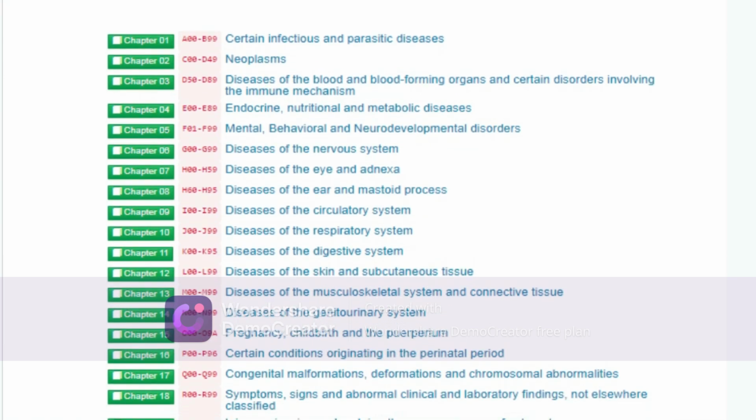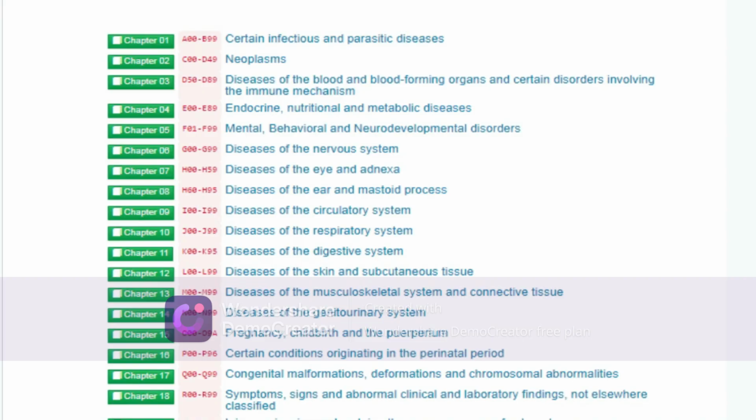Chapter 1 is certain infectious and parasitic diseases. Chapter 2 is neoplasms, with codes starting from C00 to D49. Chapter 3 is called diseases of the blood and blood-forming organs and certain disorders involving the immune mechanism. Chapter 4 starts from the E series, E00 to E89, endocrine, nutritional and metabolic diseases. Chapter 5 starts from the F series, F01 to F99, mental, behavioral and neurodevelopmental disorders.